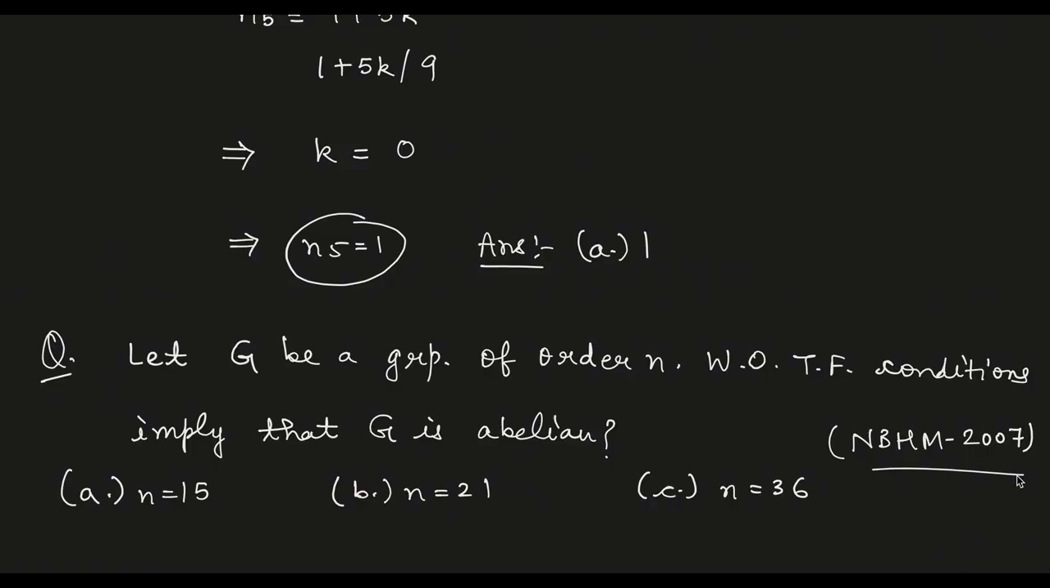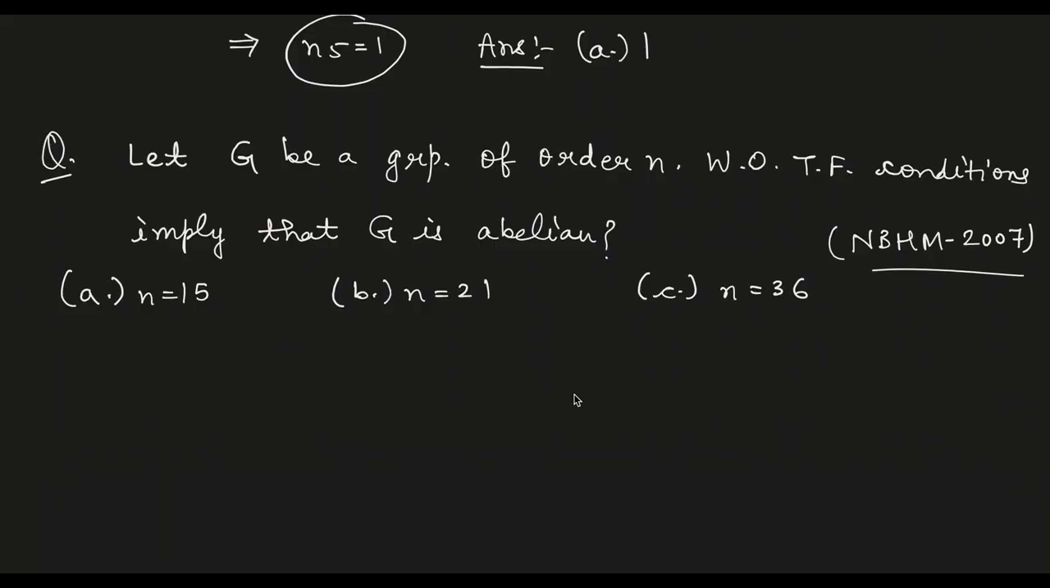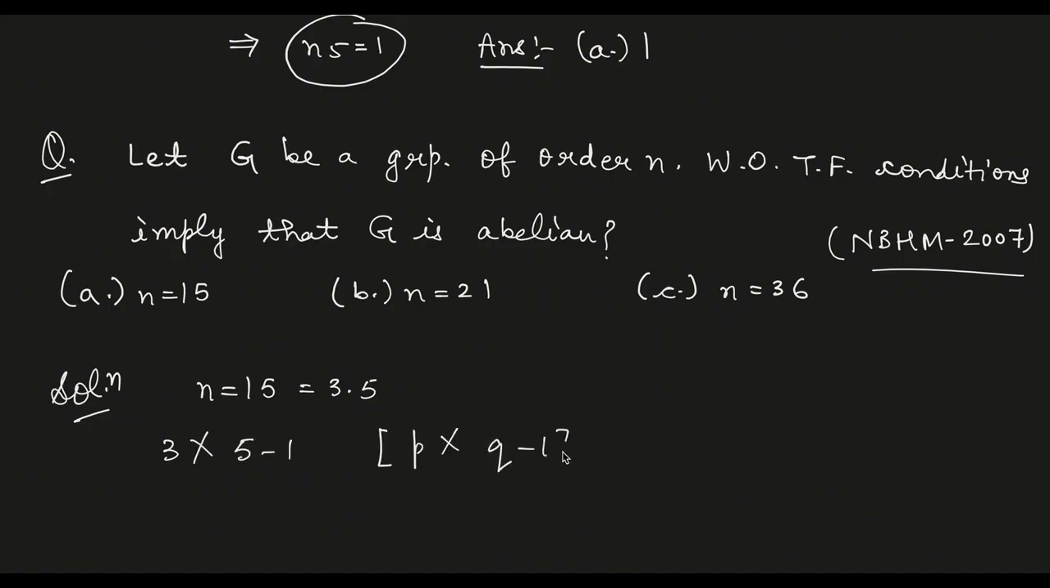ये MSQ है या MCQ है? MCQ. तो फर्स्ट ए का ट्रू है फिर। Yes. What was your approach? The prime factor जिसमें 15 is 3 into 5 and 3 does not divide 5 minus 1. P does not divide Q minus 1. So group is cyclic and every cyclic group is abelian.